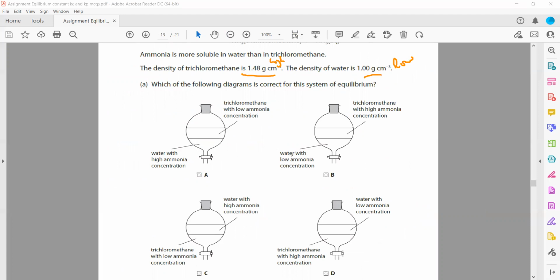So trichloromethane should be at the bottom and the water should be at the top. So A and B are totally wrong because the water position is not correct. Then either it can be C or it can be D. But as I mentioned, ammonia is more soluble in water as compared to trichloromethane. So high concentration of ammonia will be there in water and low concentration will be there in trichloromethane. That's why option C will be the right answer for this.